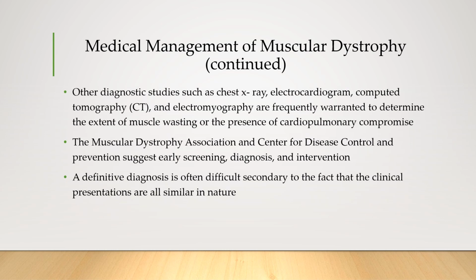So, other diagnostic studies, such as a chest x-ray, electrocardiogram, computed tomography, which is a CT scan, and electromyography, are frequently warranted to determine the extent of muscle wasting or the presence of cardiopulmonary compromise. The Muscular Dystrophy Association and Center for Disease Control and Prevention suggest early screening, diagnosis, and then intervention. A definitive diagnosis is often difficult secondary to the fact that the clinical presentations may all be similar in nature.